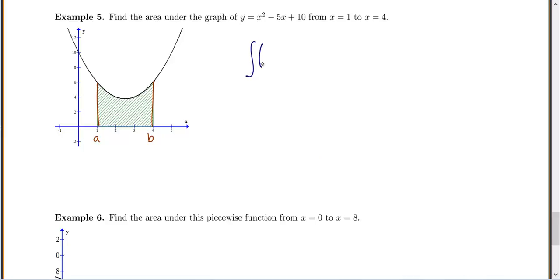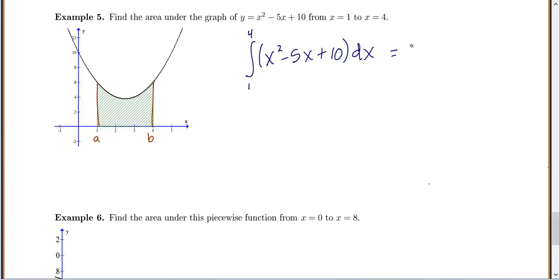Let's write out. So I'm taking the integral of x squared minus 5x plus 10 dx. We always take an integral. We have to put our dx to tell us what we're differentiating. We're going to go from 1 to 4. At this point, now it just goes right back to what we did in the last section. It's not truly anything new. We're just taking the integral.